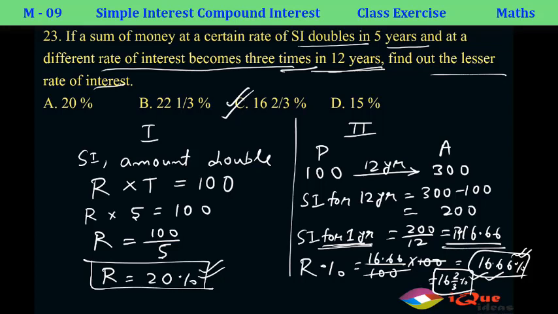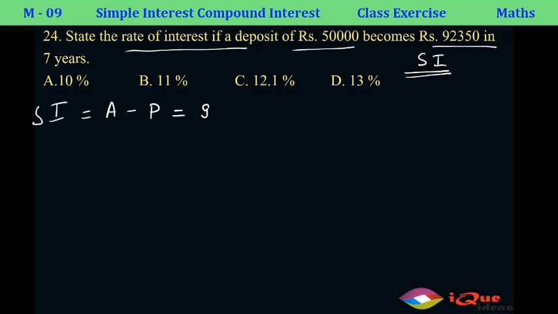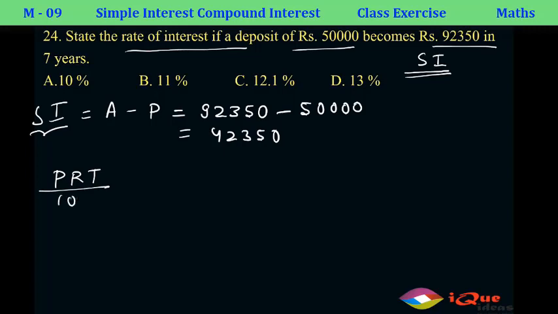Okay, now let's go to the next question. Now this question says, state the rate of interest if a deposit of rupees 50,000 becomes 92,350 in 7 years. Alright, nothing is mentioned, so we'll assume the question to be simple interest. Now let's see, what is the interest value here? The simple interest value will be amount minus principal, that is 92,350 minus 50,000, which will be equal to 42,350. And we also have the formula for simple interest, which is PRT upon 100, that is equal to 42,350.